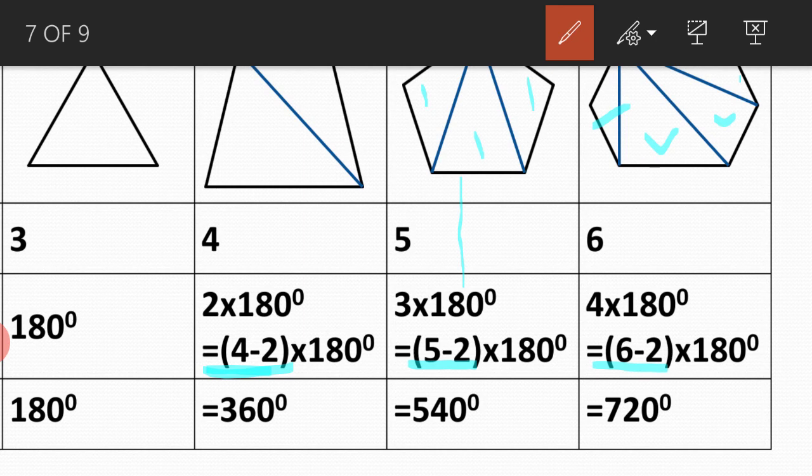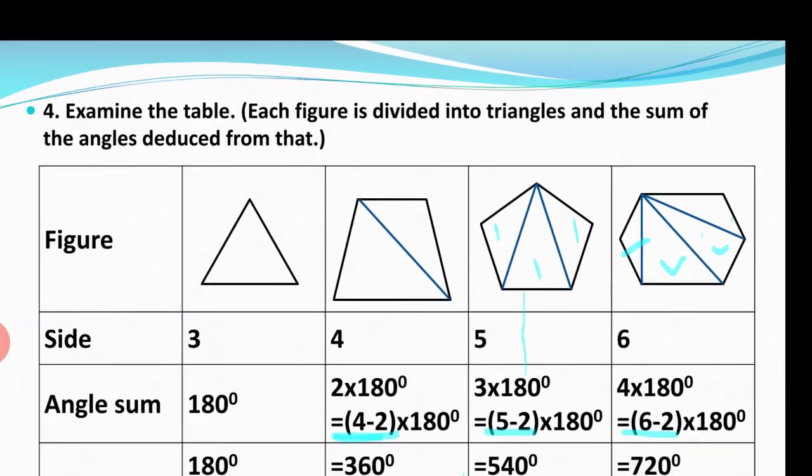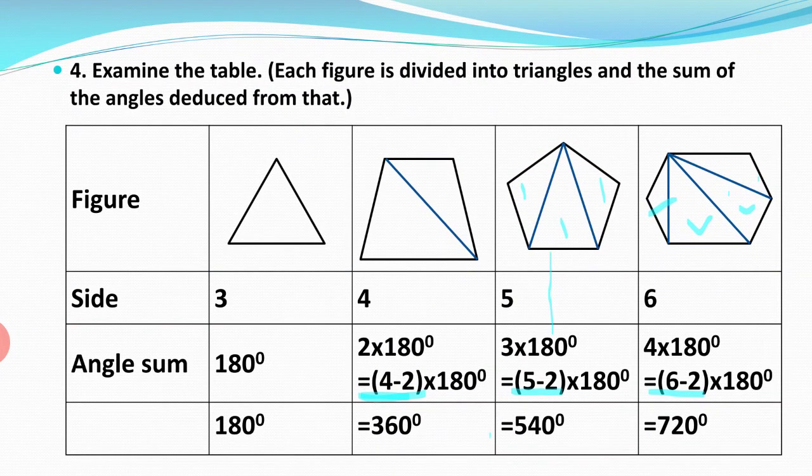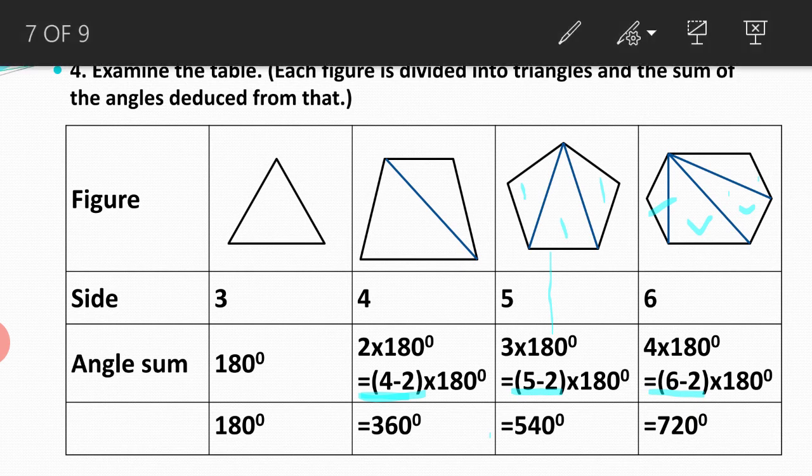Now from this, are we coming to any conclusion? So can we deduce a formula for getting the angle sum property of any polygon? So I say yes, we can obtain. If there are n sides, what will be the formula? N minus 2 into 180 degree.